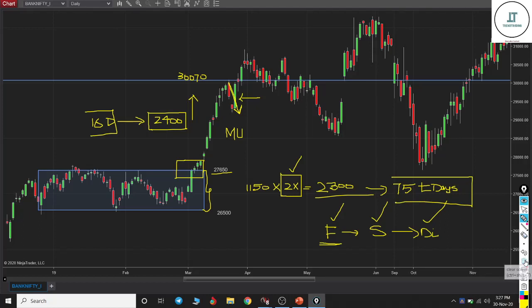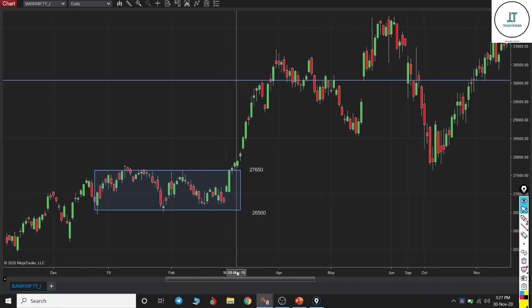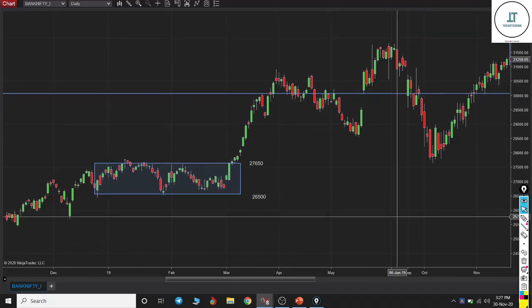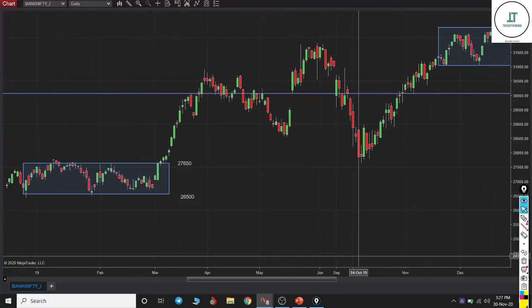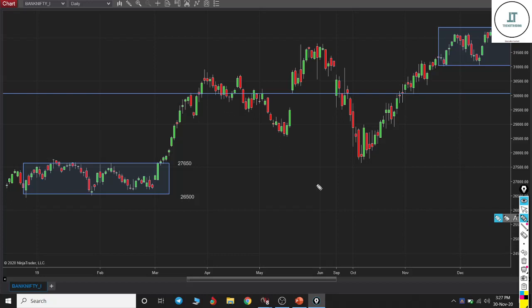Clear? So now after the markup phase, the phase that comes in is distribution. After the markup phase we get the distribution phase. The rule is the same for accumulation and distribution. Once the markup phase, the 2x move which I was speaking about, is done, to get into the next phase, that is distribution, we again need a sideways balanced tight range auction. For me, again I need a rule of minimum 2.5 to 3 months.